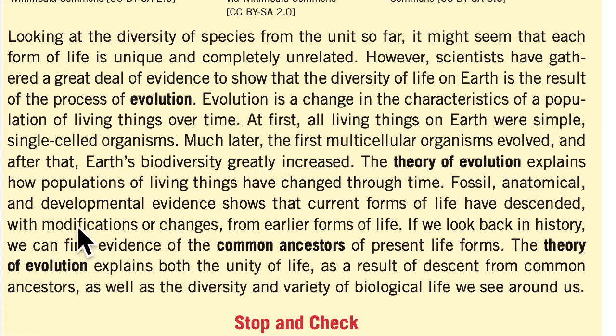Fossil, anatomical, and developmental evidence shows that current forms of life have descended with modifications, or changes, from earlier forms of life. If we look back in history, we can find evidence of the common ancestors of present life forms. The theory of evolution explains both the unity of life as a result of descent from common ancestors, as well as the diversity and variety of biological life we see around us.